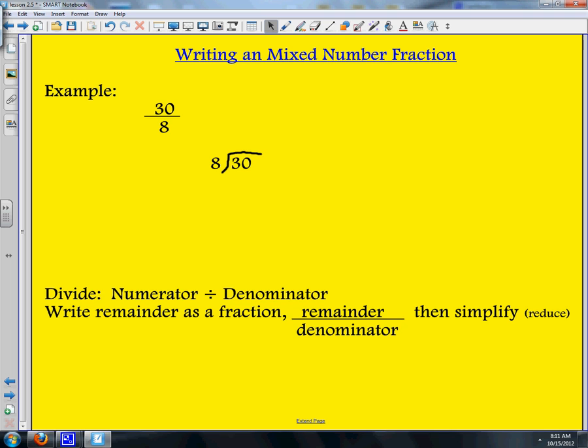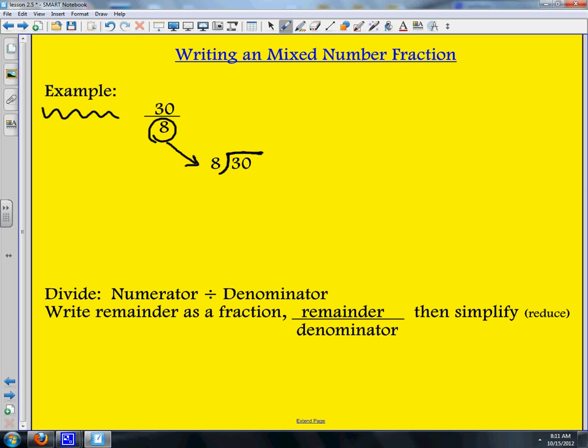Next, we have writing mixed number fractions. So you have 30 over 8. Now 30 divided by 8, a lot of people don't know what it is off the top of their head, which is totally fine. So you do a division problem. The denominator is the number that comes out front. And then you make your division sign, and then you have 30 on the inside. So make sure you're copying this example down in your notes.